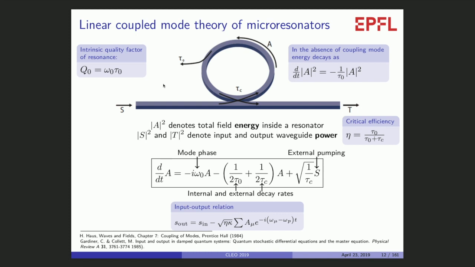A few other points here. Often it's also useful to introduce a quality factor, which is just omega naught tau. If you wonder about this factor of two in these equations, it has a physical meaning because the field decays twice as slowly as energy. The 1 over tau naught here is the photon decay rate, and the photon decay rate is defined with respect to energy. For this reason, there's this factor of two in the field equations. So you need to use that, otherwise you get incorrect results, depending on what you like to calculate.